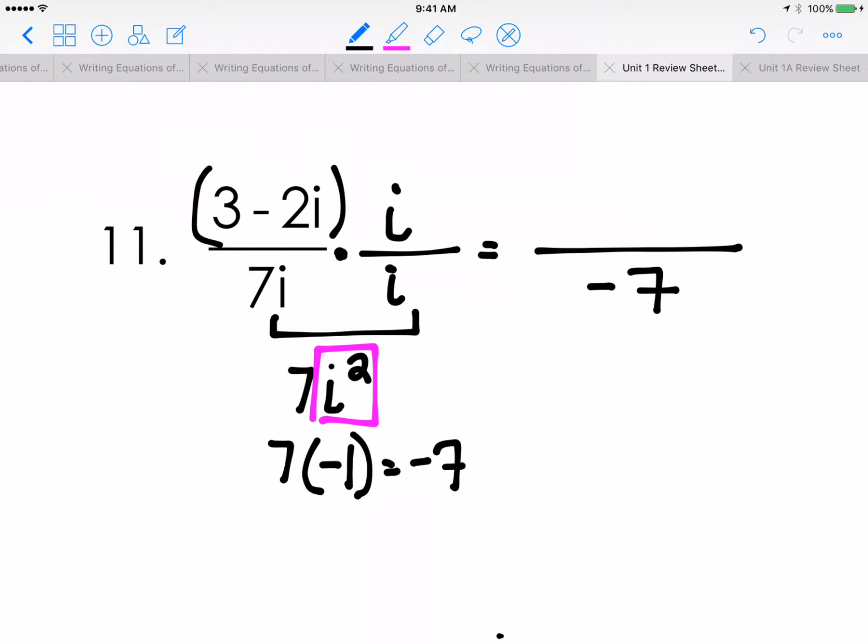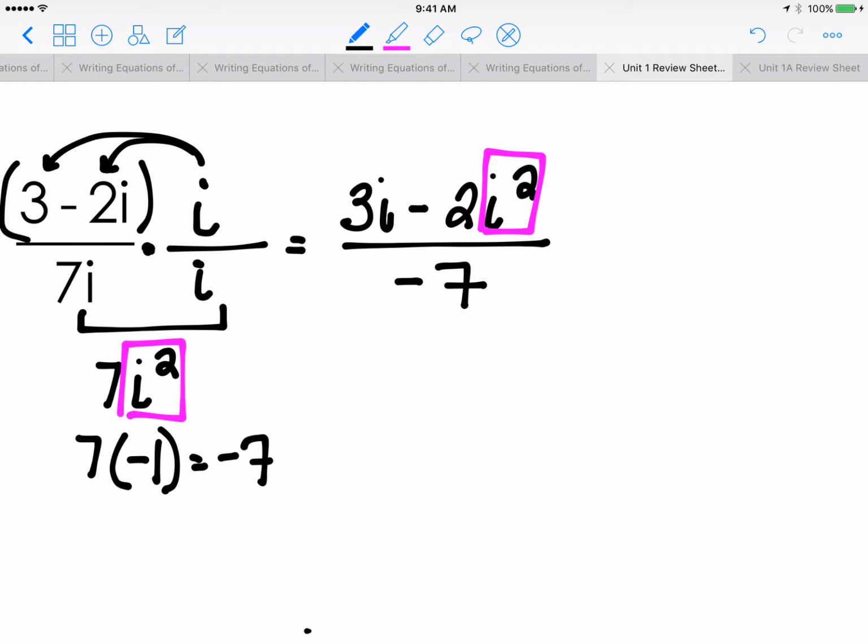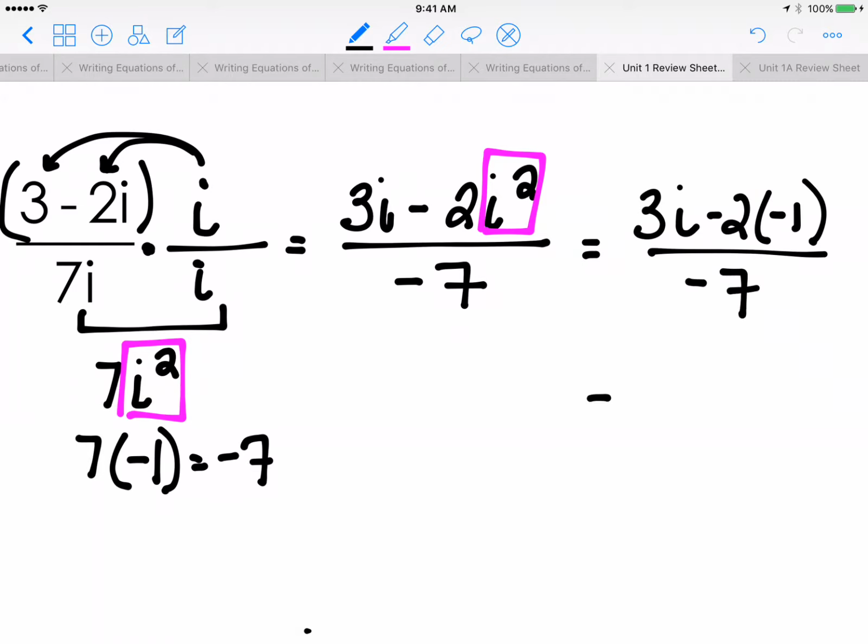So now over here, we need to distribute back our i. So we get 3i minus 2i squared. So we've got to deal with that i squared. So we get 3i plus 2, because if we substitute, okay, I'll go back for a second. Minus 2, substitute your negative 1 in there, all over negative 7. So that gives us 3i plus 2 all over negative 7.